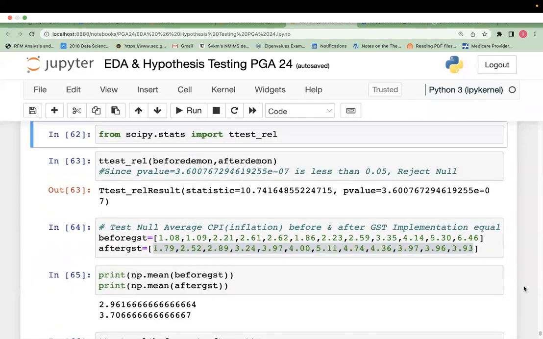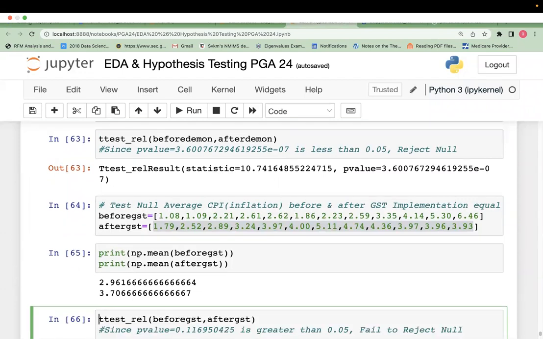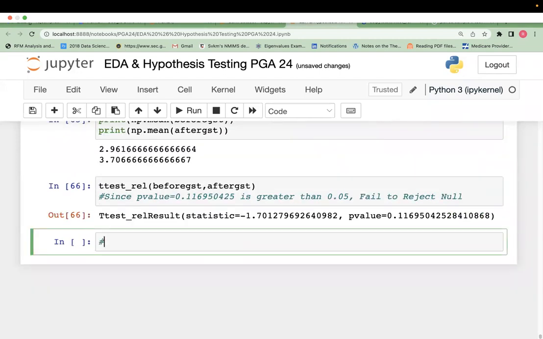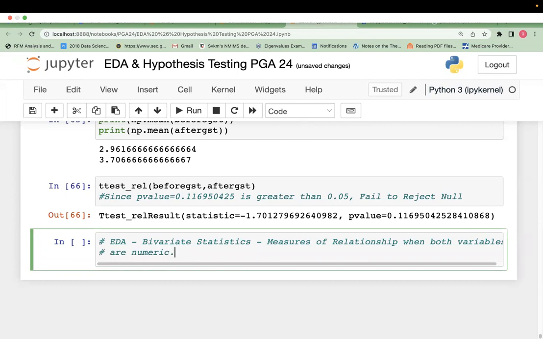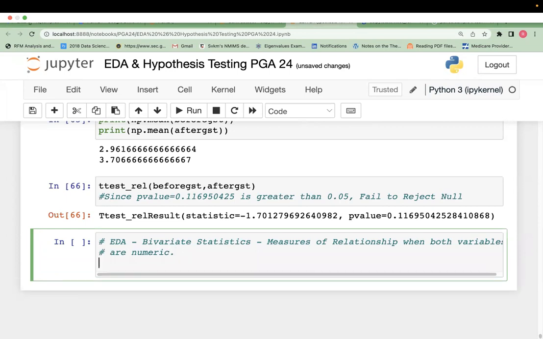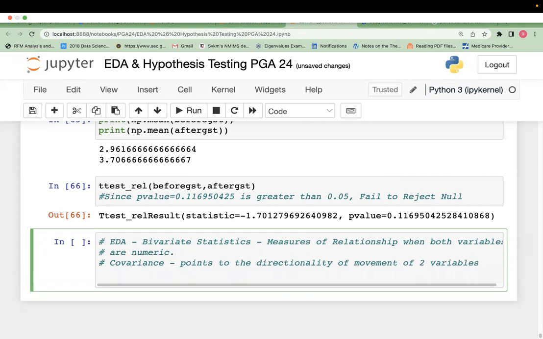Okay. So we have been trying to understand the relationship between numeric and categorical variables. Now, within EDA, there is one more thing called bivariate statistics, which gives you the measures of relationship when both variables are numeric. We have these bivariate statistics, which are the relationship measures. There are two measures. One is covariance, which points to the directionality of movement of two variables.